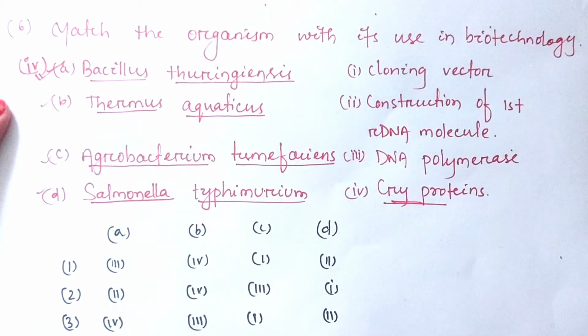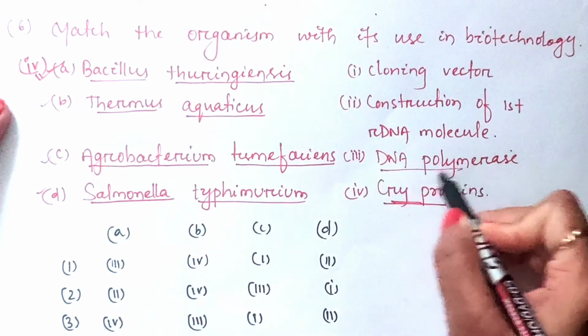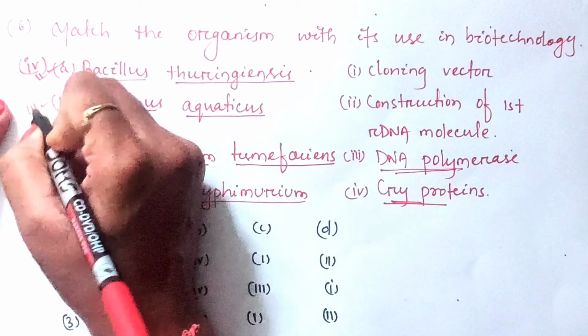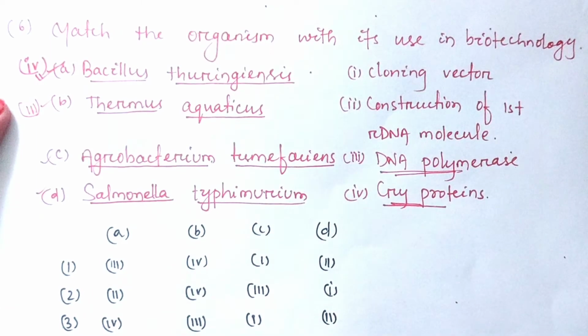Then option B, Thermus aquaticus. This is the source of heat resistant enzyme DNA polymerase and it is the most important enzyme in molecular biology because of its use in polymerase chain reaction DNA amplification technology. So, Thermus aquaticus is used as the heat resistant enzyme known as the DNA polymerase. So option 3 is used for B.